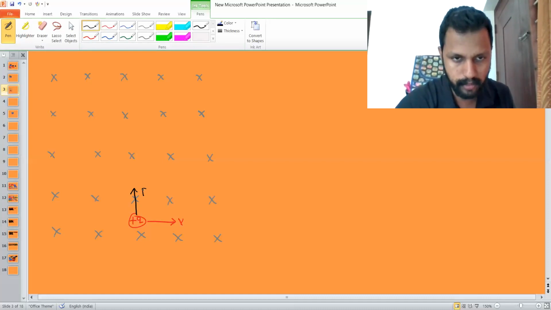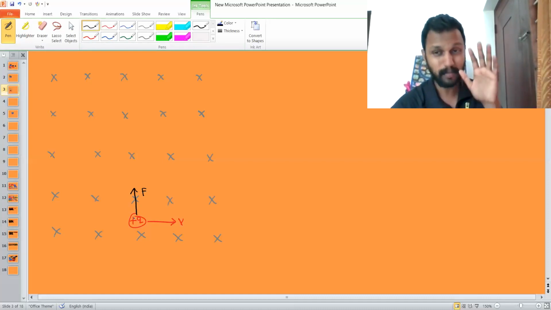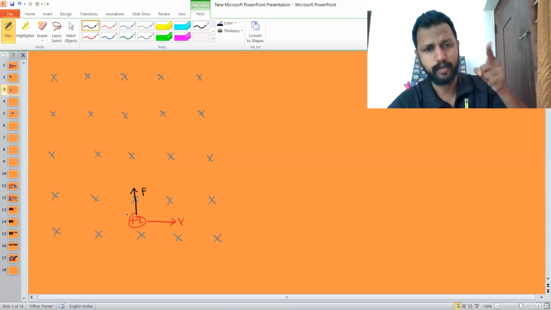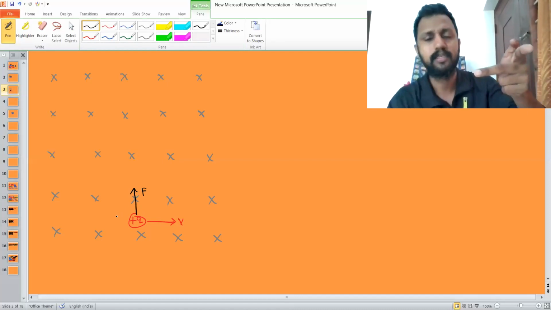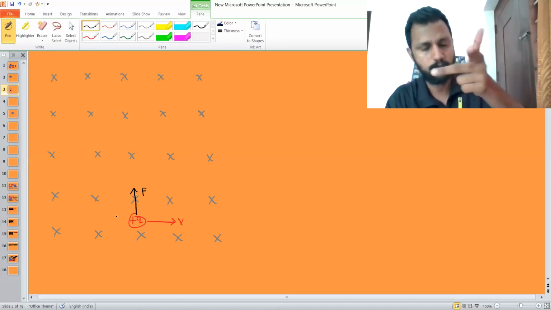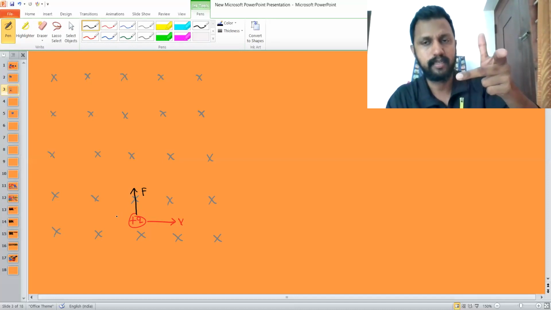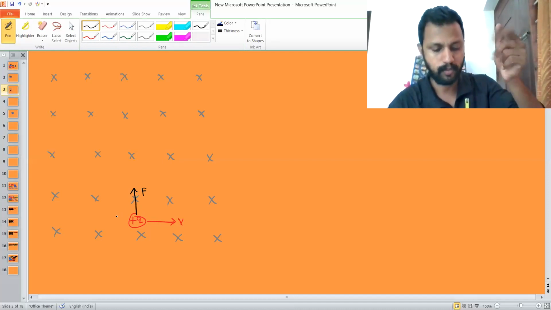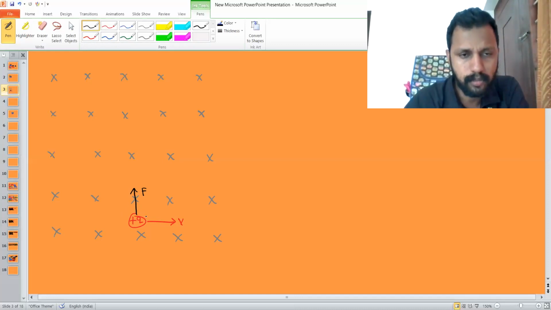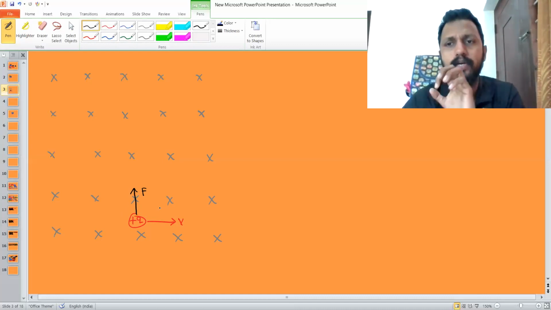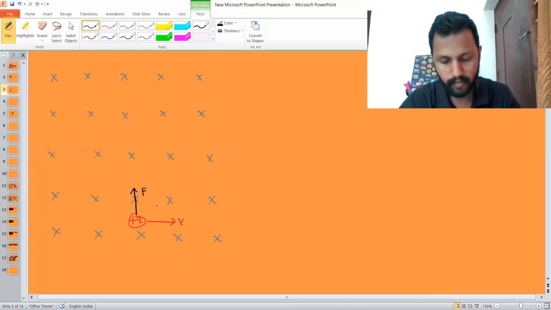Are you also getting the direction of force upwards? Place the forefinger in the direction of field and the middle finger in the direction of current. If the positive charge is moving in this direction, the current is also in the same direction. Then the thumb will represent the direction of force. This is how we get the force by Fleming's left hand rule. Now we have understood Fleming's left hand rule and how the direction of force is found.